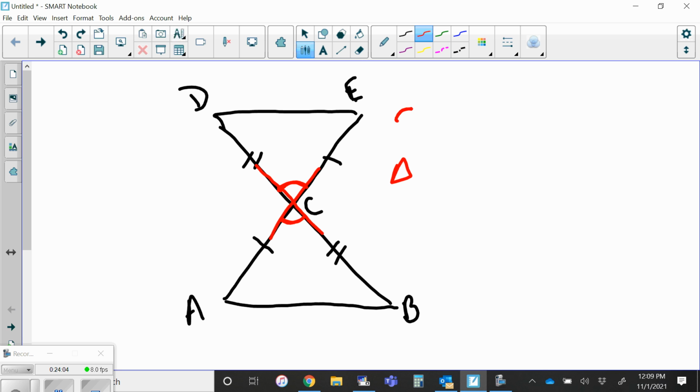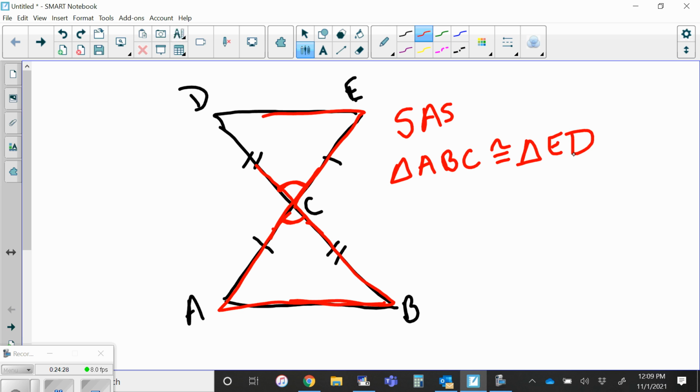Side, angle, side. And I would say triangle ABC is congruent to triangle what? So look, A is by the 1 and the none, correct? What is up here by the 1 and the none? E. E is by the 2 and the none, so that would be D. So D, E, and then C.